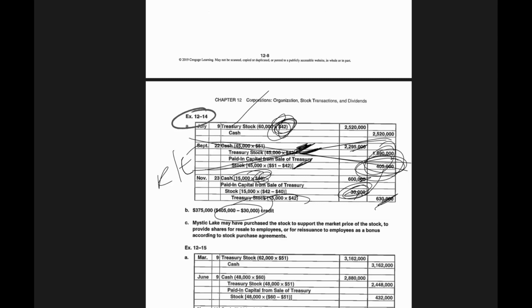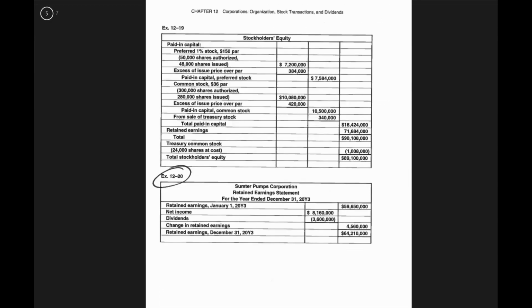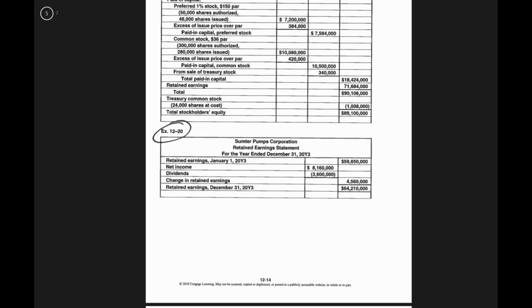Then the last one that we're going to look at here is number 20. All right. And that basically just asks you to do a retained earnings statement. No big deal. So beginning retained earnings in this case was $59.65 million plus net income minus dividends. And in this case, there's two types of dividends, cash and stock. So a total of 3.6.